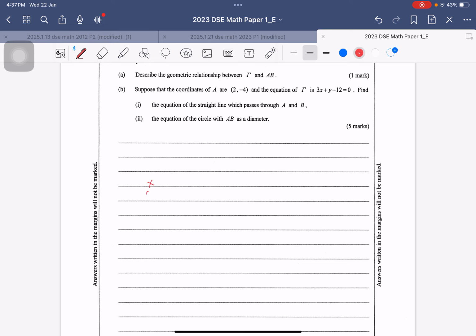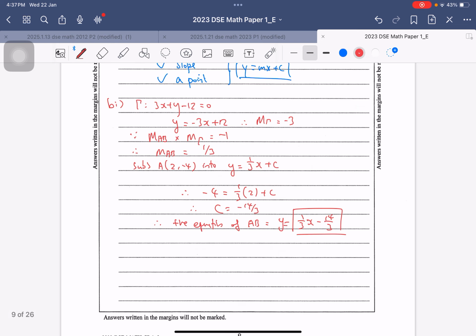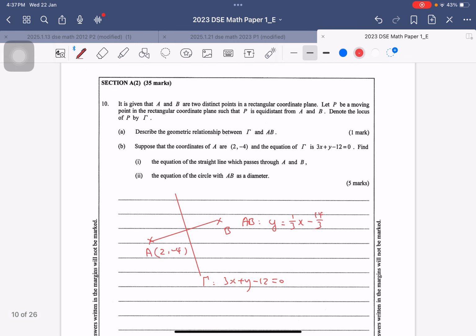So this is our point A, which is (2, -4), and we have another point B, but we don't know the coordinates of B yet. We have the perpendicular bisector, and the equation is 3x + y - 12 = 0. We also have the equation of AB, which is y = 1/3 x - 14/3. Let me double check. Yes, that's 1/3 x - 14/3.